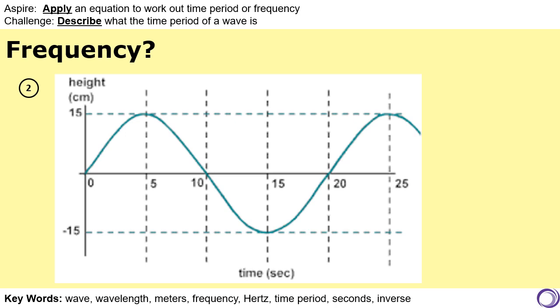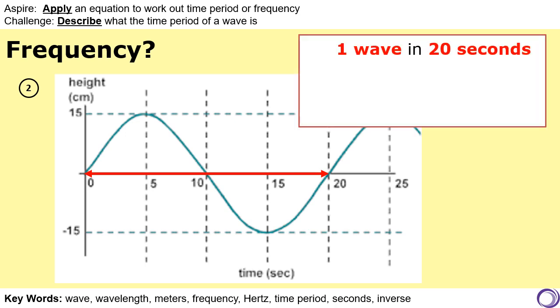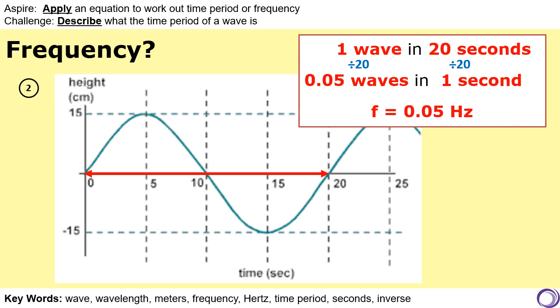Okay, let's look at the second one together then. So on this diagram, you can see that there is 1 wave in 20 seconds this time. So 1 full wave cycle in 20 seconds. So I'm going to have to divide that 20 seconds by 20 to get down to 1 second, which means I also need to divide my 1 wave by 20. So in your calculator, you do 1 divided by 20, and that gives you 0.05 waves. So I have 0.05 waves in 1 second, so that's my frequency, 0.05 hertz.